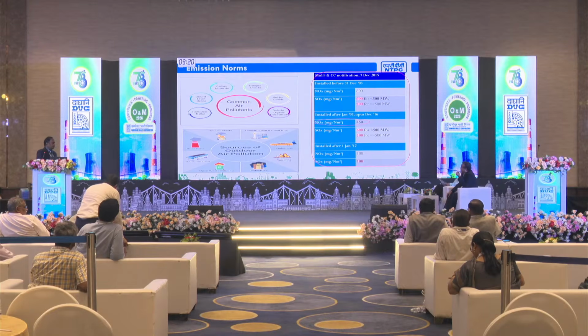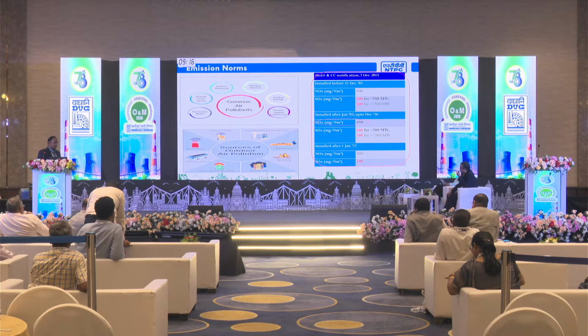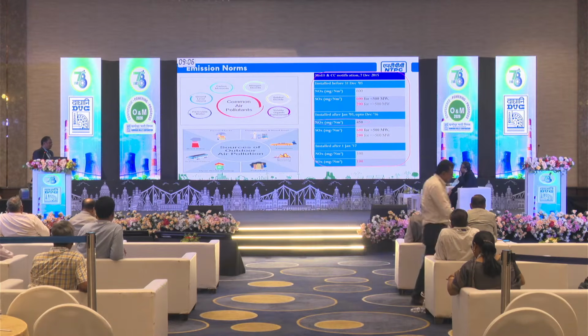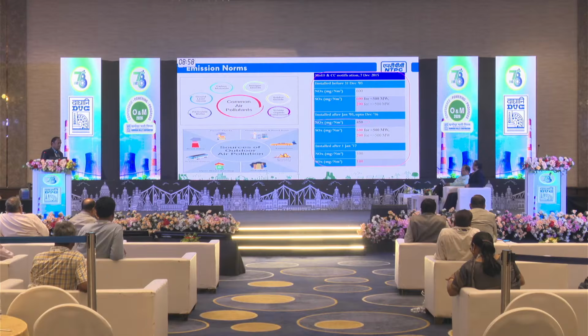As all of you know, thermal power plants are a major source of air pollution, especially SOx and NOx. NOx is a major contributor, around 30% of the total air pollution. So NTPC has always strived to control pollutants like PM, SOx and NOx.